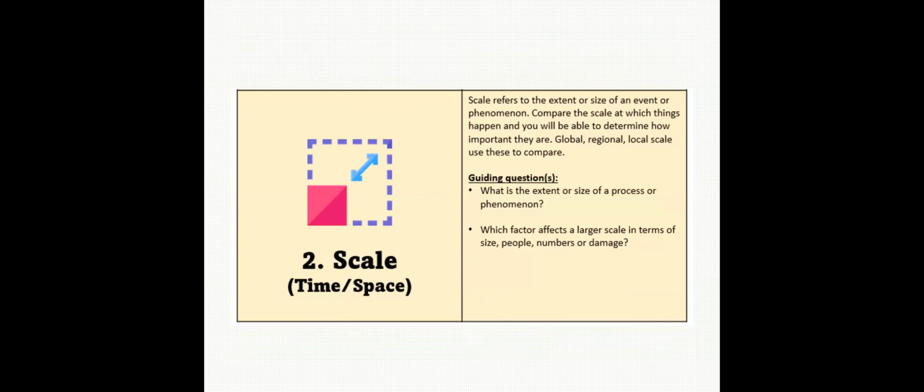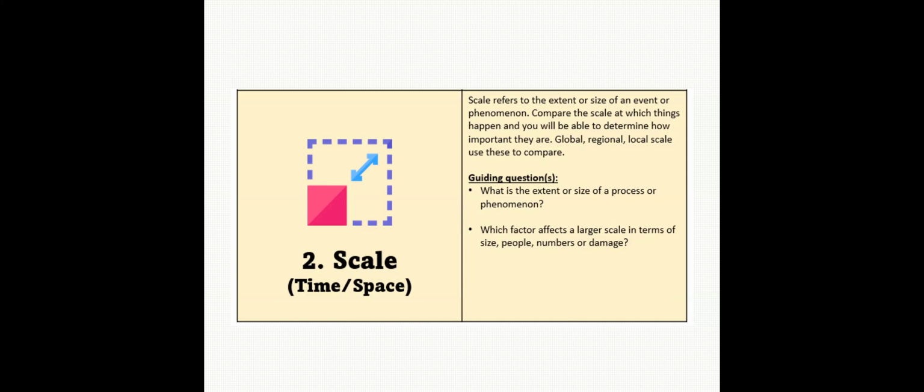All right, next up is scale. I'm pretty sure many of you are familiar with scale. Scale actually refers to the size of an event or phenomenon, how big of an impact it actually has. As we've learned in geography and in everyday life, you can use global, regional, and local scale to compare. So usually, I want you to think about it this way.